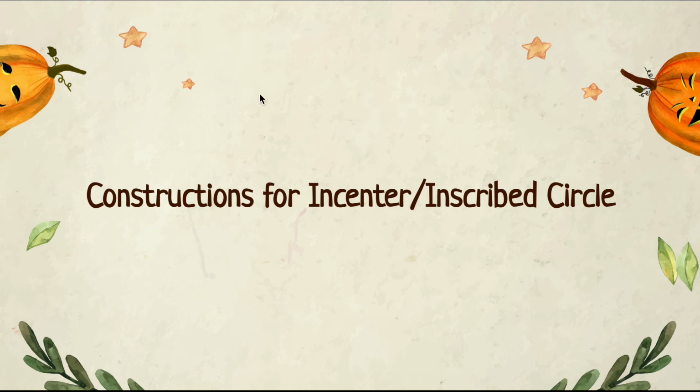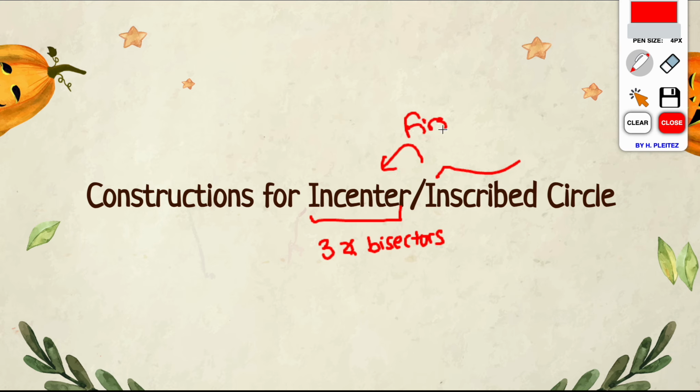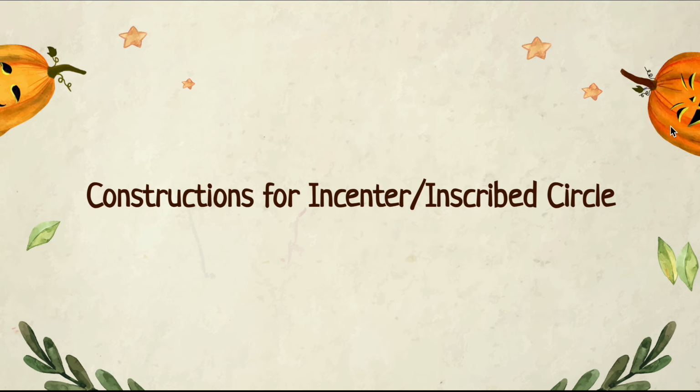All right, now we're going to get into some construction. The good thing about this is that we already know how to do these. Again, the incenter we have to construct. It's the intersection of all 3 angle bisectors. We already know how to construct angle bisectors, but for the incenter, we just have to construct all 3 of them, and then we'll talk more about the inscribed circle. For the inscribed circle, we need our incenter first, and then we can go ahead and make the circle.